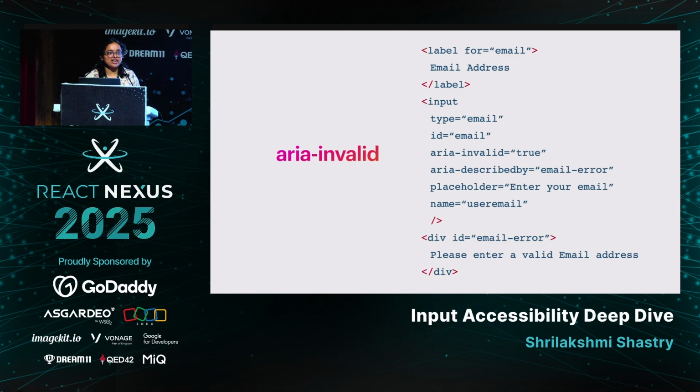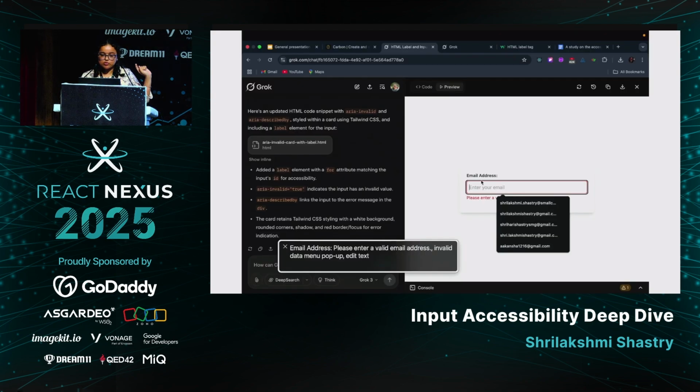Next is ARIA invalid. ARIA invalid is an attribute that we use to highlight the error state of the input tag when the focus is on the input tag. With this, we can tell assistive technology that currently the input is in the error state. ARIA invalid along with ARIA describedby and ARIA errormessage makes a great combination to highlight the error to assistive technology users. I have one demo.